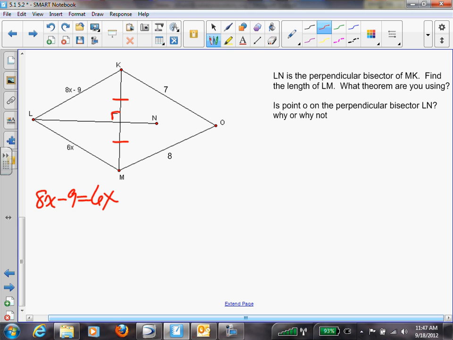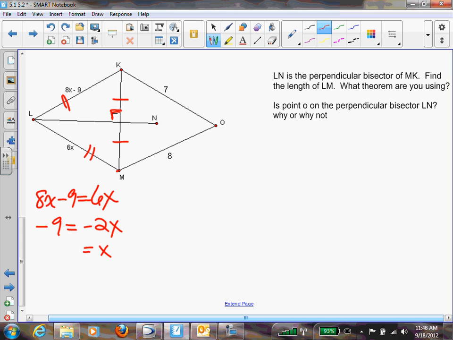Because the perpendicular bisector theorem says if we cut this length into 2 equal parts and form a right angle with a perpendicular bisector, these 2 lengths must be congruent. Agreed? Okay? Well, then that just tells me that -9 is equal to -2x. So x is equal to 9/2.